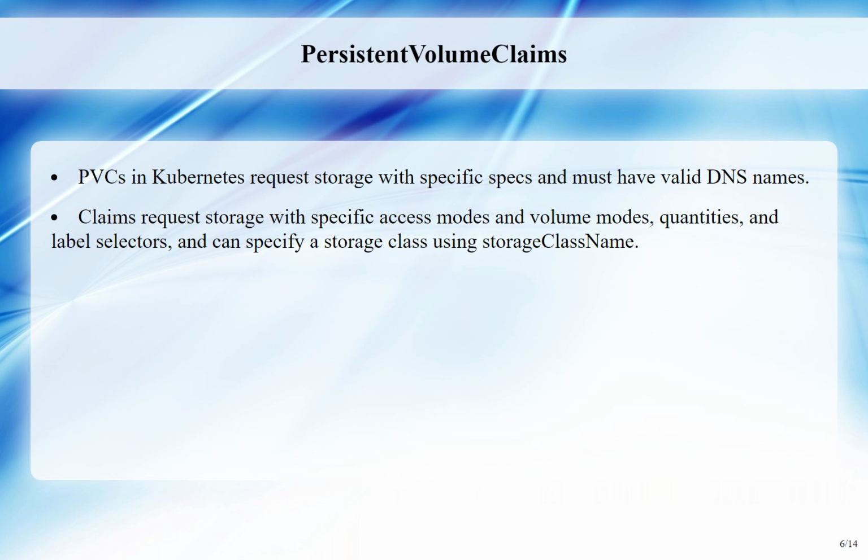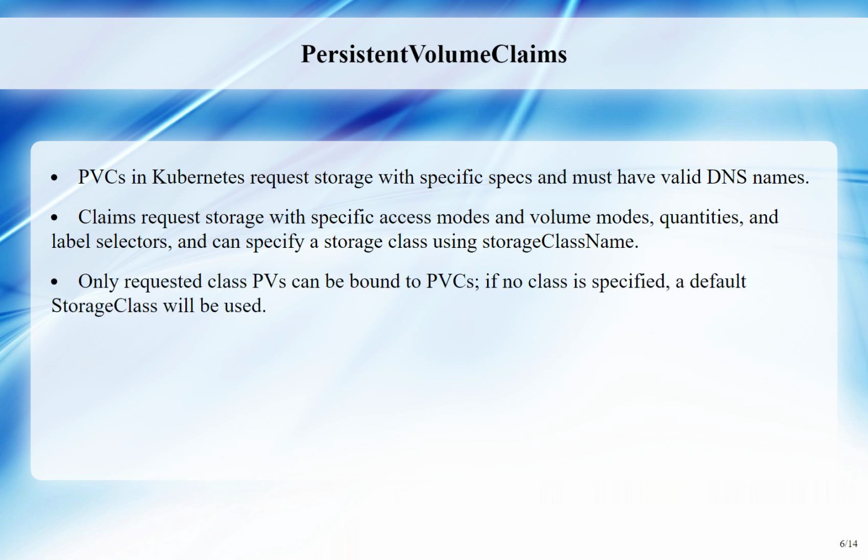They can also request specific quantities of storage resources and specify a label selector to filter the set of volumes that can be bound to the claim. A PVC can request a particular storage class by specifying the name of a storage class using the attribute storageClassName. Only PVs of the requested class can be bound to the PVC. If a PVC doesn't request a class, it can be interpreted as requesting a PV with no class or a default storage class.